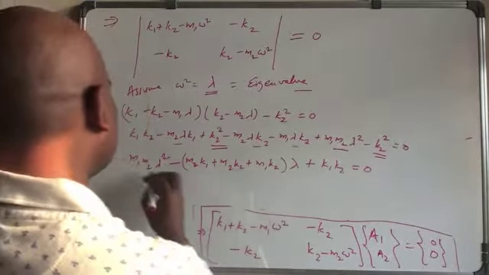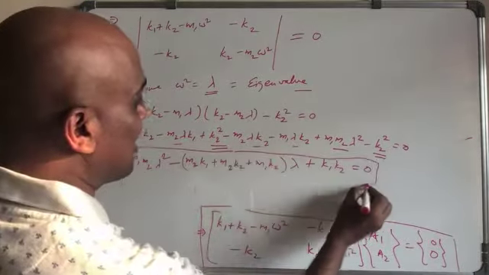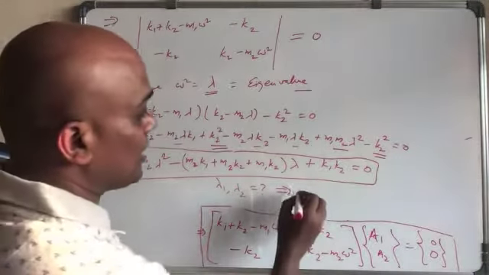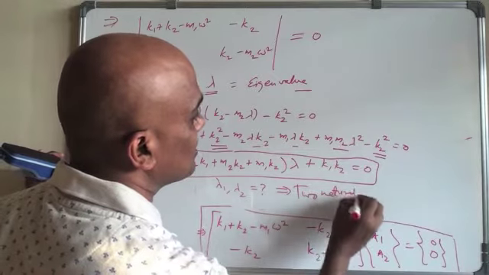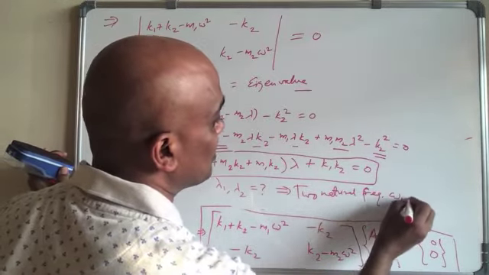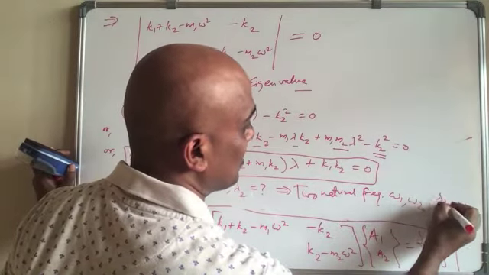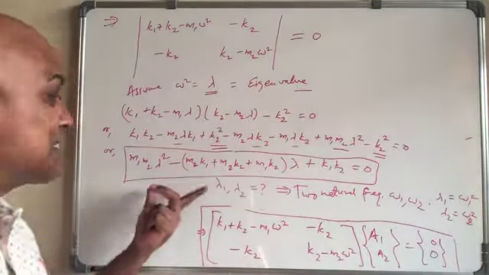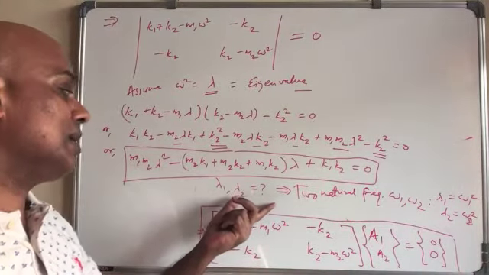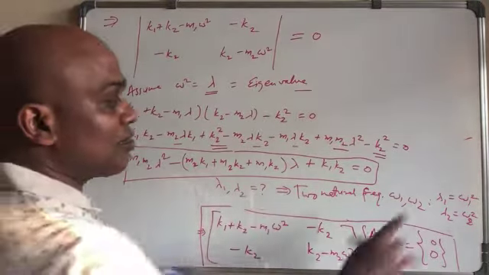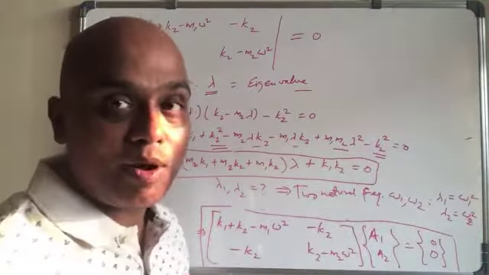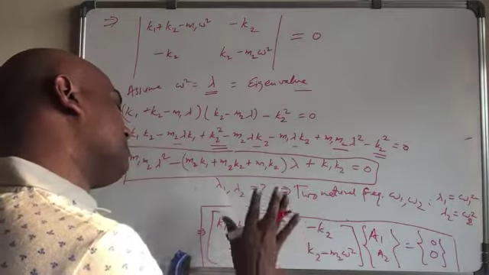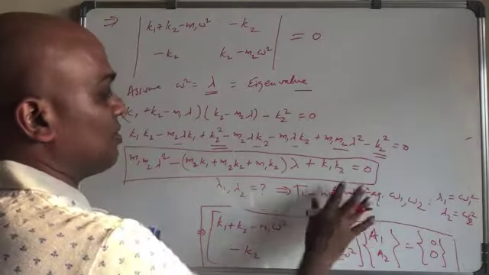What you see here is that this equation is a quadratic equation. You can find lambda 1 and lambda 2. That will give you the two natural frequencies omega 1 and omega 2, where lambda 1 is equal to omega 1 square and lambda 2 equal to omega 2 square. So you solve this equation, you find lambda 1, lambda 2. These are the squares of the two natural frequencies that we talked about in the beginning. This is how you get the natural frequency: you solve the determinant equation.